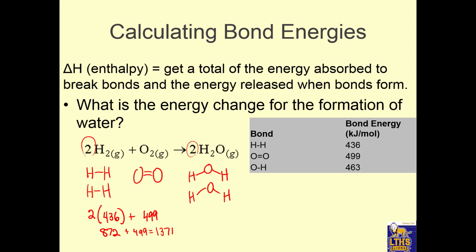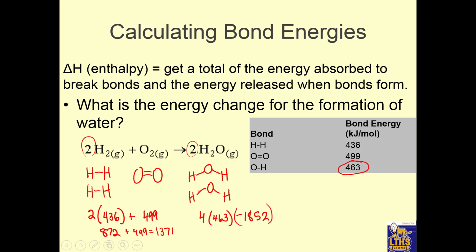Now, I don't have to break any water bonds, but when water forms, these bonds form and that releases energy. Anytime we're releasing, we're losing, so that energy is negative. If I look at OH, it says 463, but that's to break them. If I want to make them, then it's negative 463. So I have 4 OH bonds times 463 kilojoules of energy released every time one of those bonds forms, and that's 1852. But that's negative because it's being released when the bonds form.